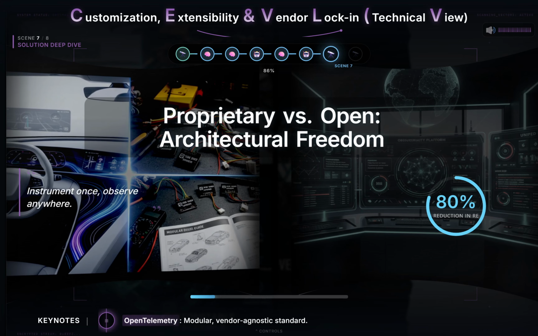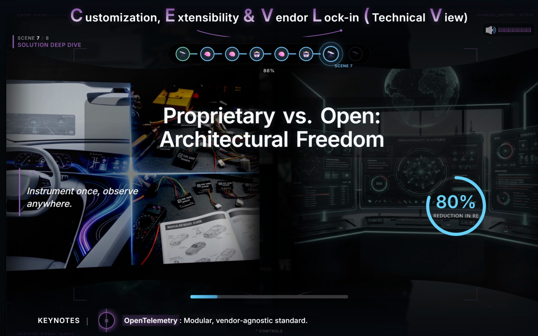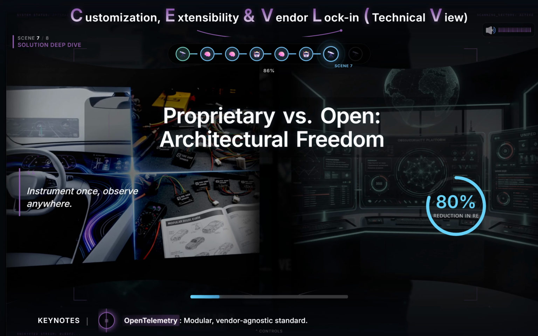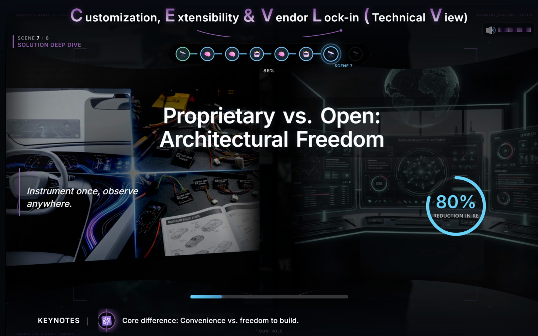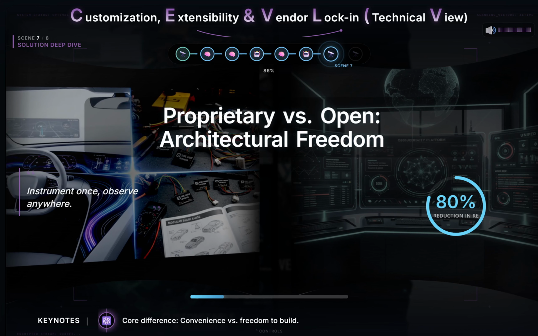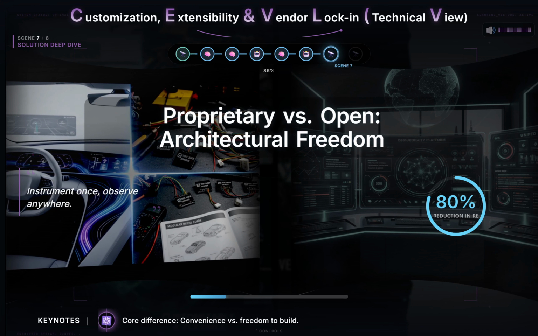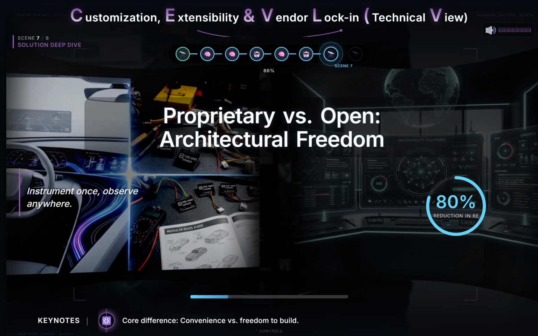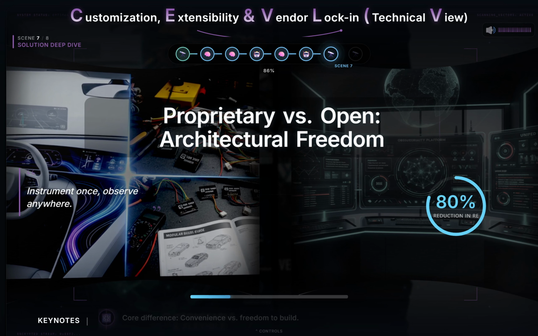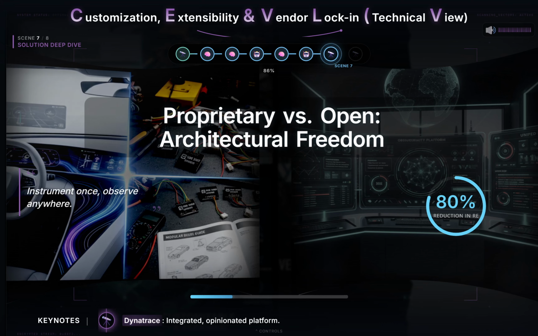Think back to our car dashboard analogy. With Dynatrace, you're getting that beautifully integrated, pre-built, high-performance dashboard. It has all the gauges wired in, all the sensors neatly packaged. It just works, right? But what if you want a custom gauge that measures something super specific to your experimental engine mod, something the factory never anticipated?